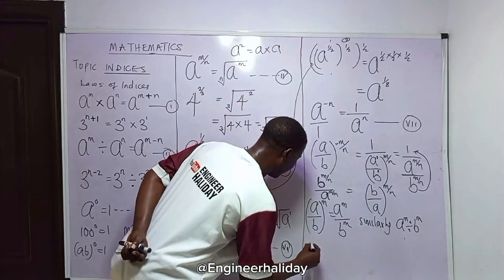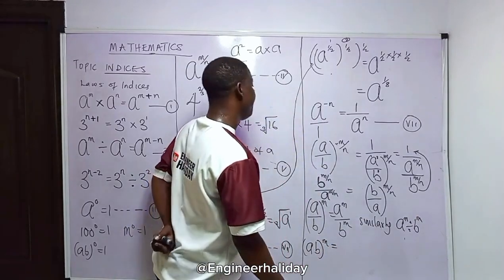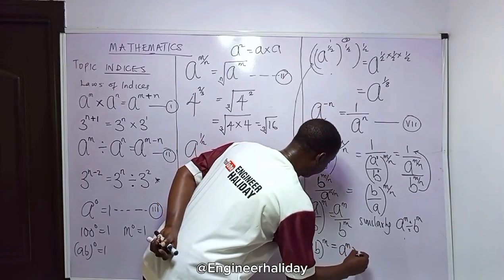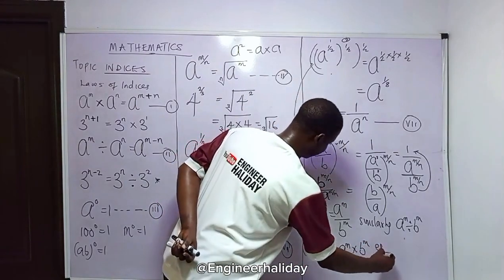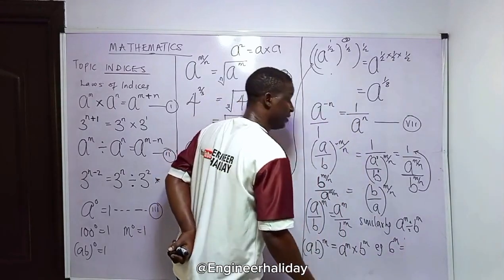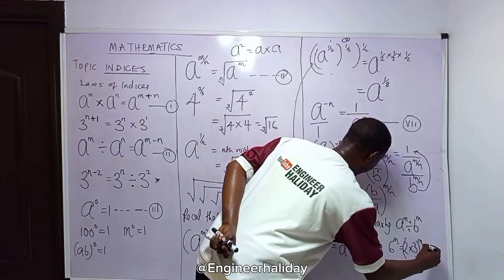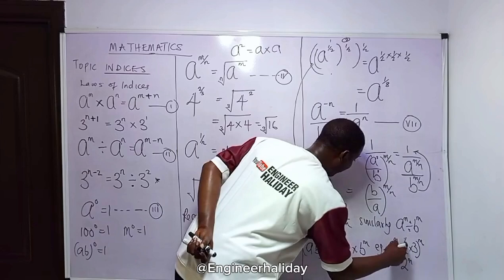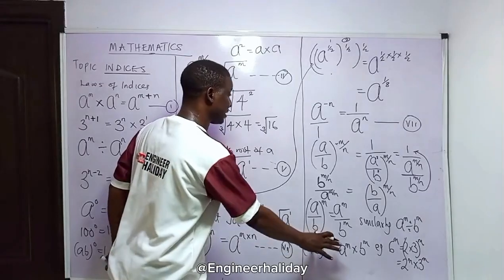Let me take a similar one. Let's say we have a times b all raised by n. What is ab all raised by n? It means the same thing as a raised by n times b raised by n. For instance, let's say we are given 6 raised to power n. Do you know 6 raised to power n is equal to what? 2 times 3 all raised to power n, which will now give us 2 raised to power n times 3 raised to power n. I think that one is clear now.